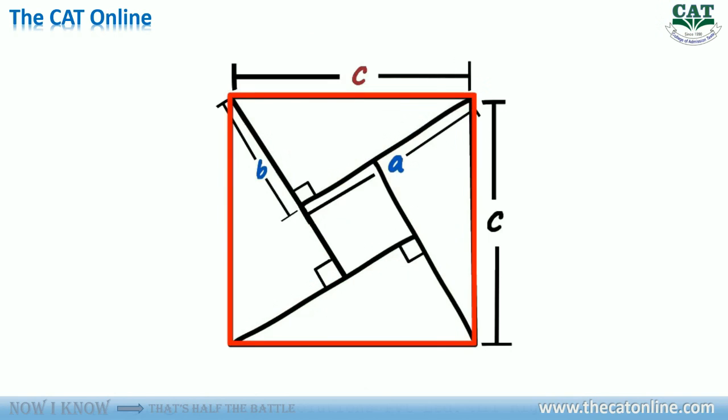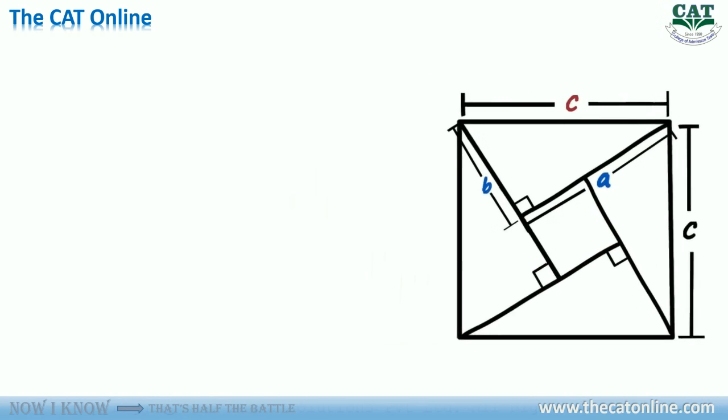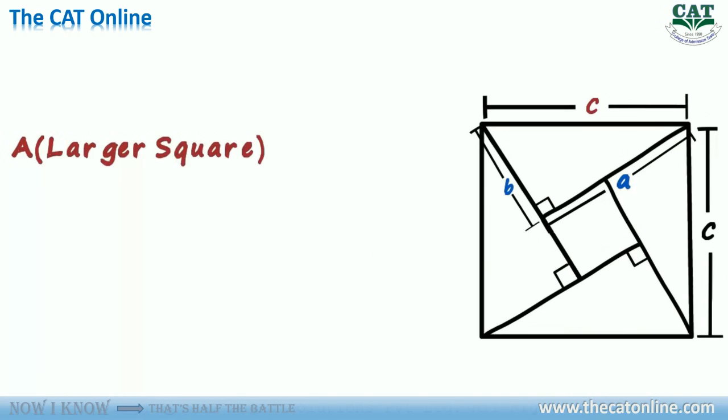If you look at the figure carefully, you will notice that what we have in the middle is another square with sides of length a minus b. This length is a and this one is b, which is why this will be a minus b. In a similar way, each of the other sides of this quadrilateral will also be equal to a minus b. But what we are interested in finding is the area of the larger square.